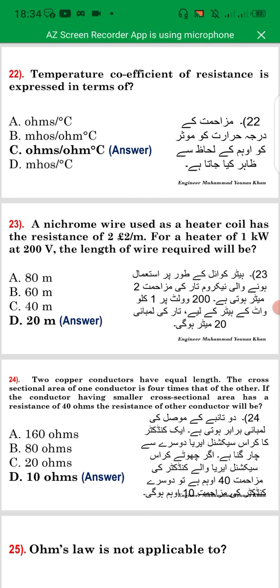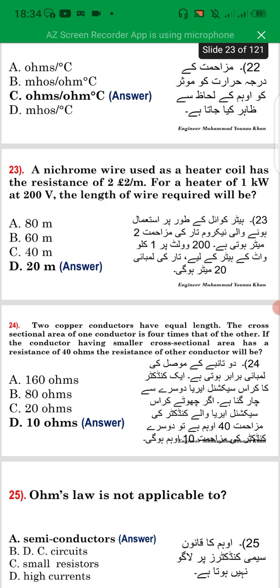The length of wire required will be 80 m, 60 m, 40 m, 20 m. So the correct answer is 20 m.